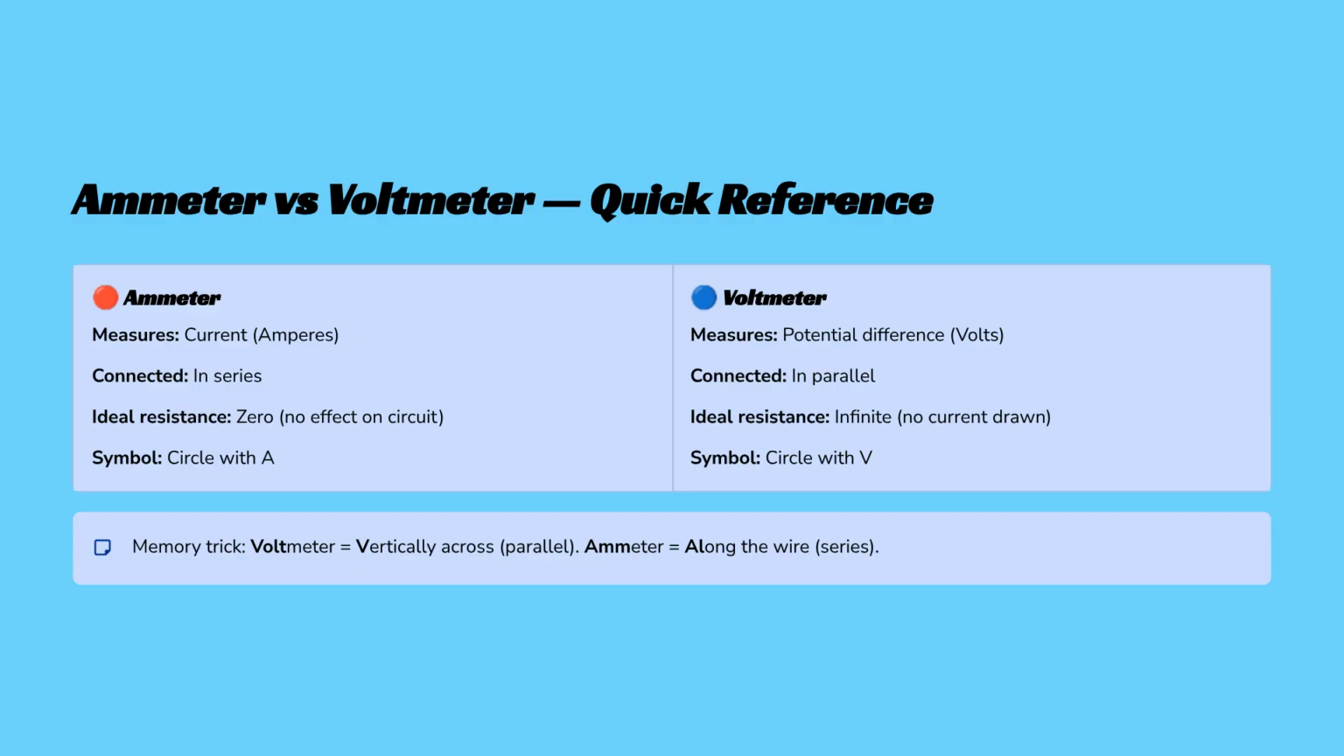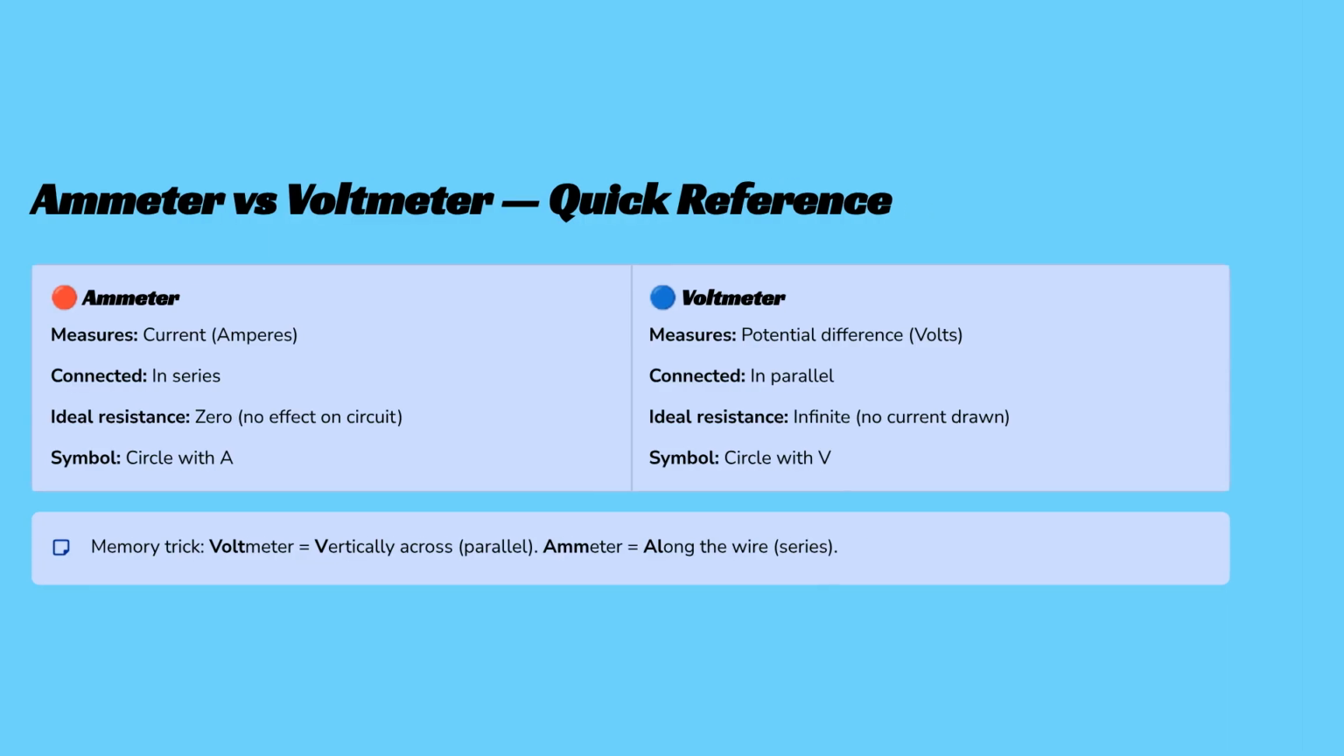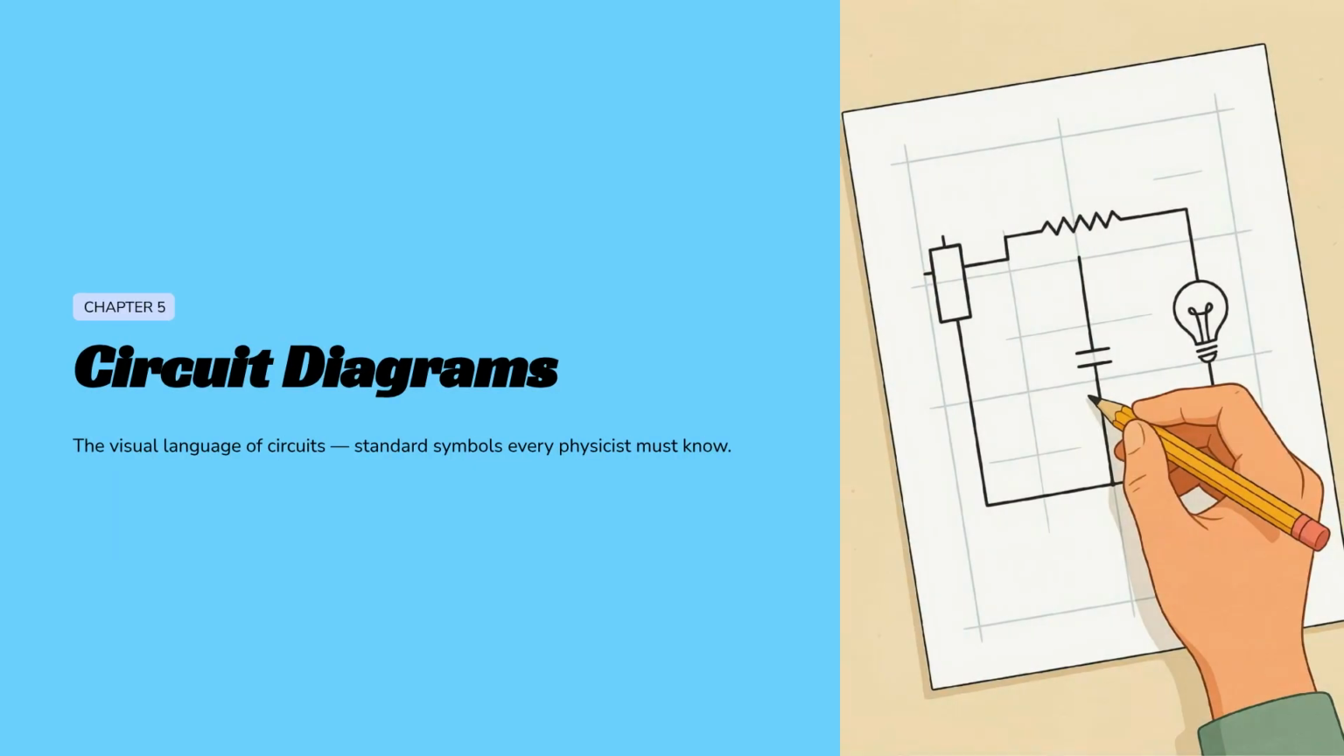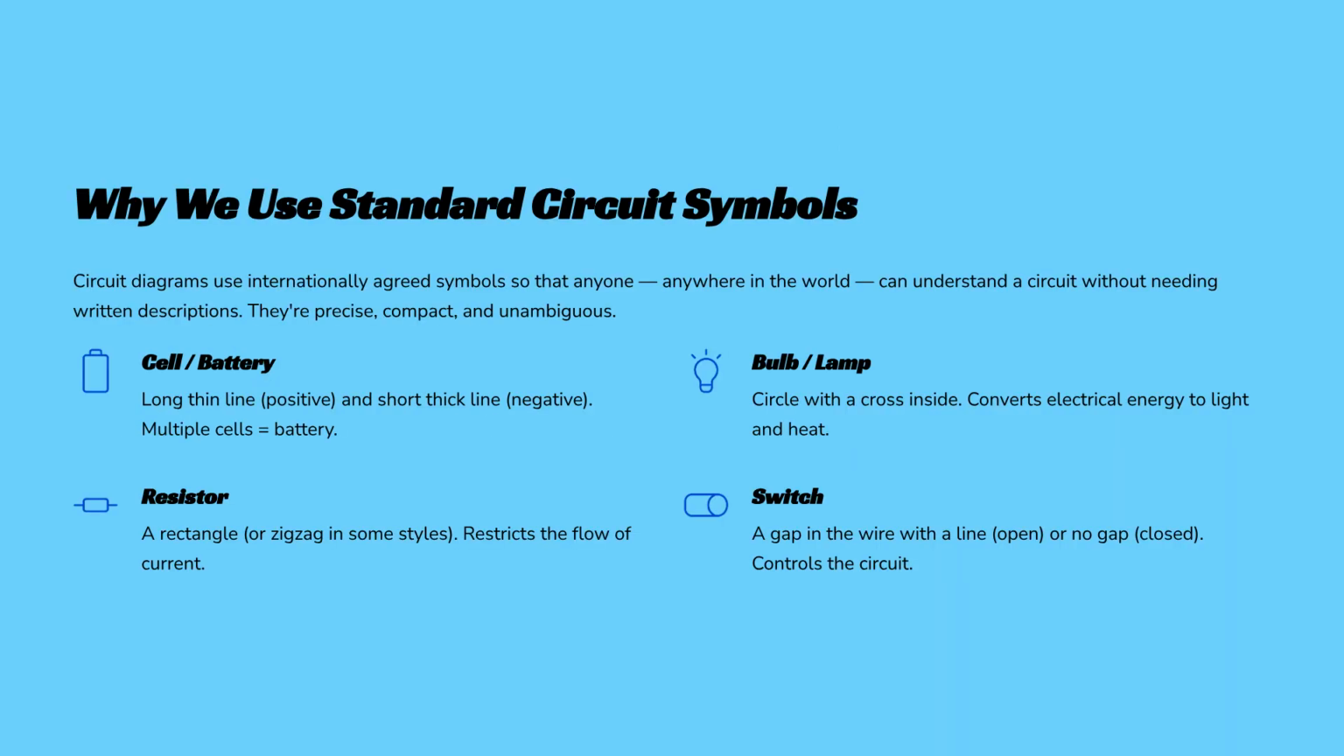Use this quick reference guide to remember. Voltmeters go vertically across a component in parallel, while ammeters go along the wire in series. Note their distinct symbols as well. Chapter 5 covers circuit diagrams. These provide a standardized visual language that allows physicists around the world to interpret circuits unambiguously. Standard symbols are vital for clarity. Learn to recognize the symbols for cells or batteries, lamps, resistors, and switches. Each has a specific purpose and representation in a circuit diagram.